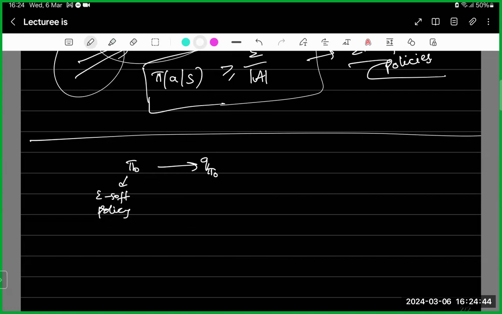So you start with some arbitrary epsilon soft policy, and then you do policy evaluation using, let's say, the Monte Carlo method, and you estimate q pi naught. Then you do epsilon greedy policy improvement. Then you get pi 1, then you keep doing that. Then you will converge to some policy which is the best policy among epsilon soft policies.